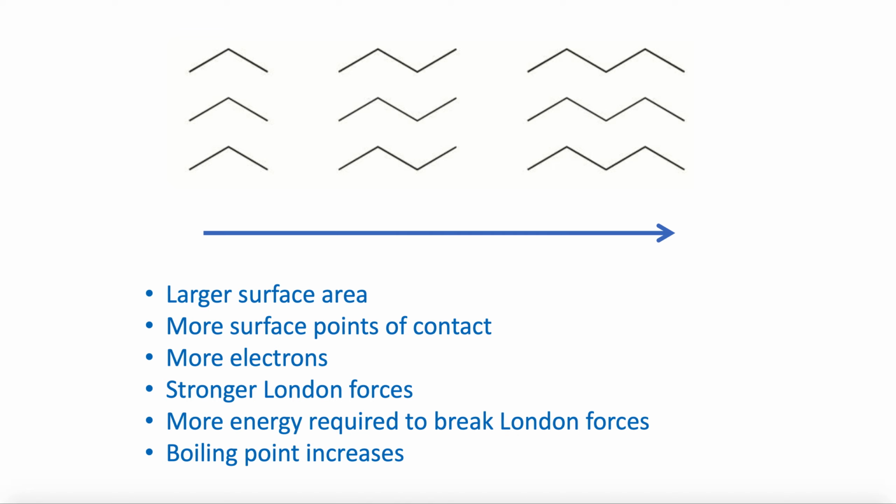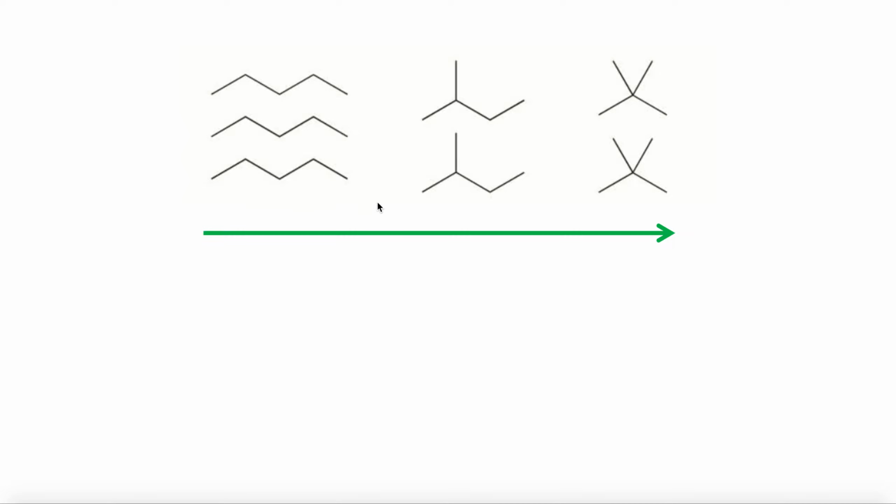Right, another thing to address is what happens to the boiling point as we increase the branching. So these molecules over here, so this is pentane, that is C5H12. This one here is 2-methyl butane, which is also C5H12. And this one here is 2,2-dimethyl propane, which is also C5H12. So they are structural isomers of each other.